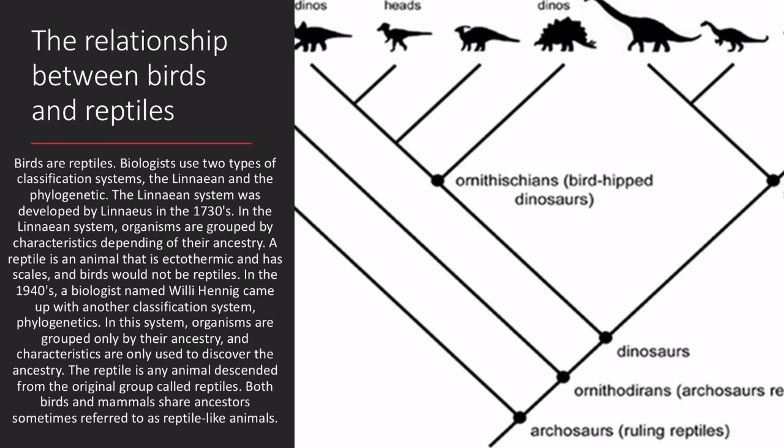In the 1940s, a biologist named Willi Hennig came up with another classification system, phylogenetic. In this system, organisms are grouped only by their ancestry, and characteristics are only used to discover their ancestry. A reptile is an animal descended from the original group called reptiles. Both birds and mammals share ancestors, sometimes referred to as reptile-like animals.